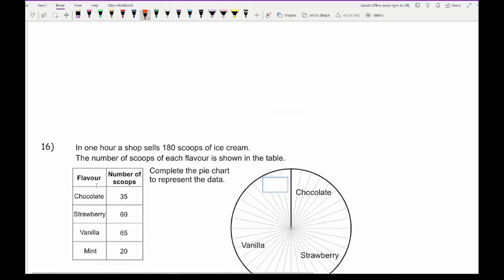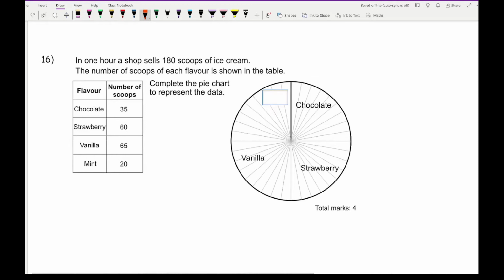Moving on to question 16, it says that in 1 hour a shop sells 180 scoops of ice cream, that the number of scoops of each flavour is shown in the table, and the question is asking us to complete the pie chart to represent the data. Now for this, what we need to do first is to work out the angles. Now before we do that, let's first of all add up the total number of scoops that we have, which has been told in the question, which is 180. Now, if we then compare 180 to 360, we can see that we can just multiply the numbers by 2.